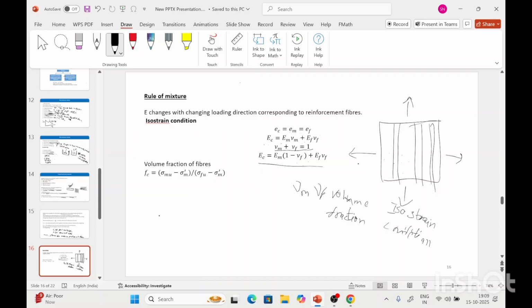In this condition, EF is not equal to EM, and that will also not equal to EC, but the load will be the same. Means PC will be equal to PM plus PF. So this condition is called the isostress condition.